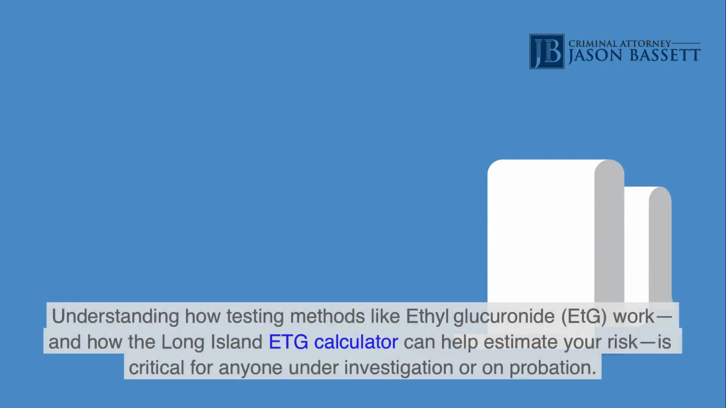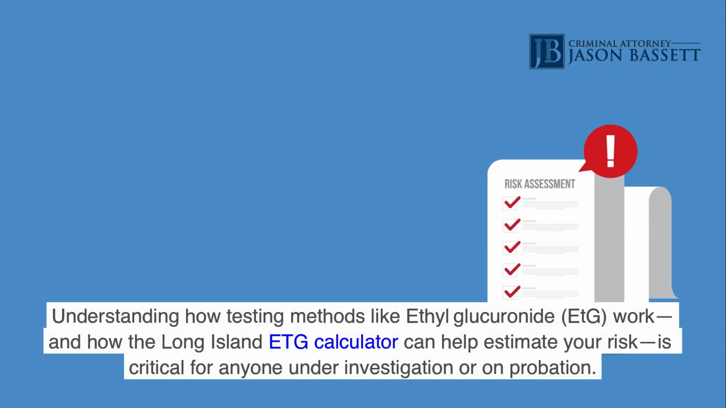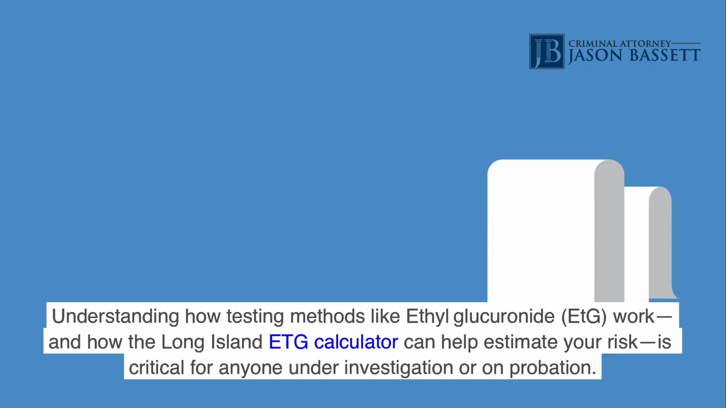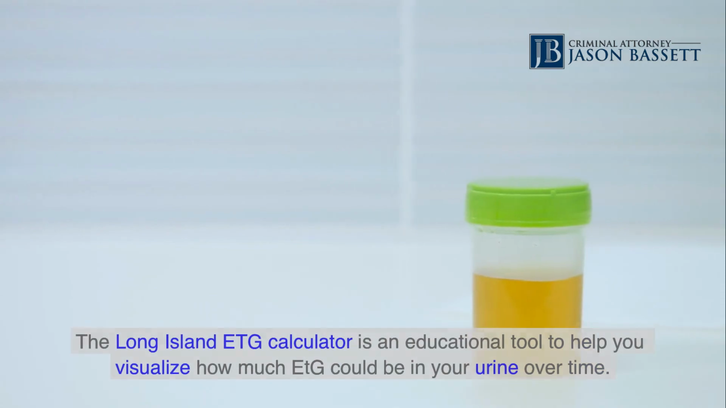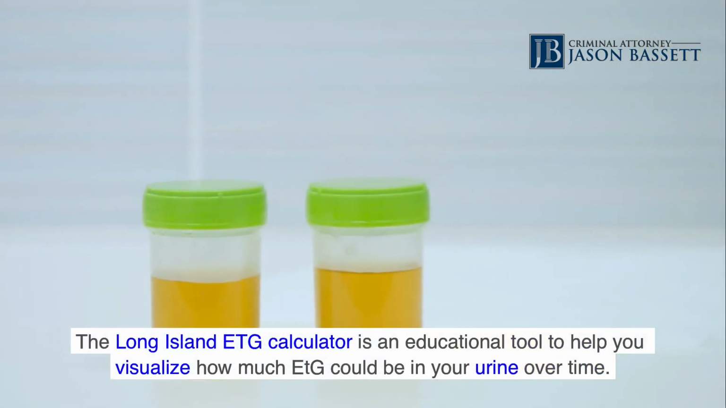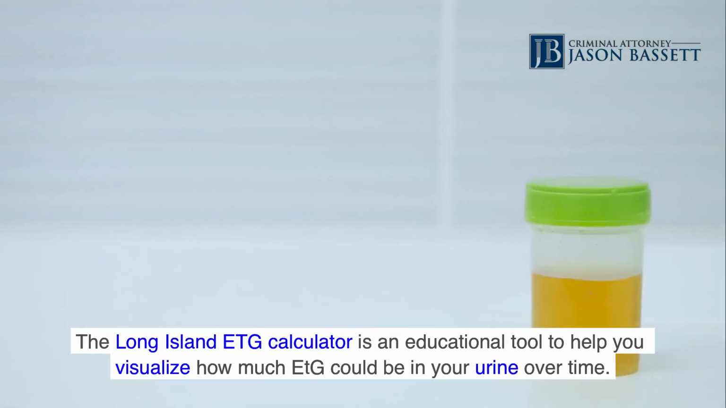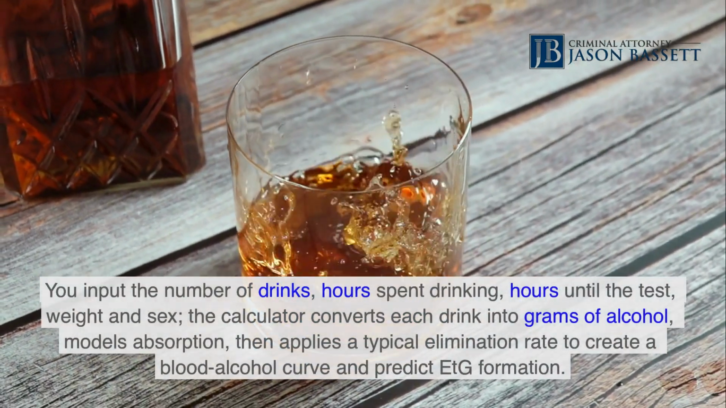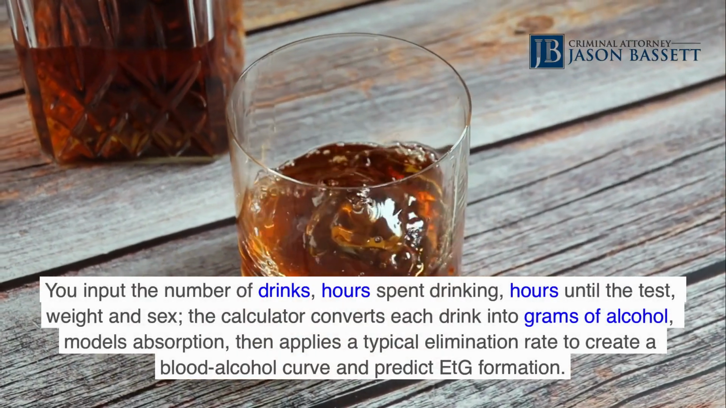Understanding how testing methods like ethyl glucuronide, ETG, work, and how the Long Island ETG calculator can help estimate your risk, is critical for anyone under investigation or on probation. The Long Island ETG calculator is an educational tool to help you visualize how much ETG could be in your urine over time. You input the number of drinks, hours spent drinking, hours until the test, weight and sex.